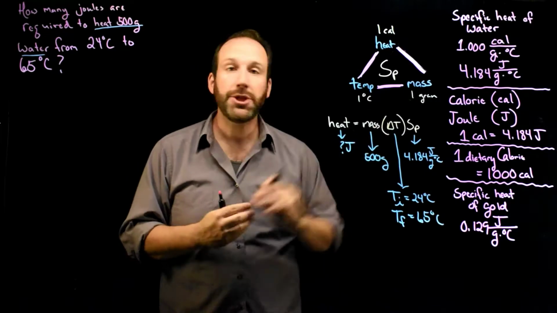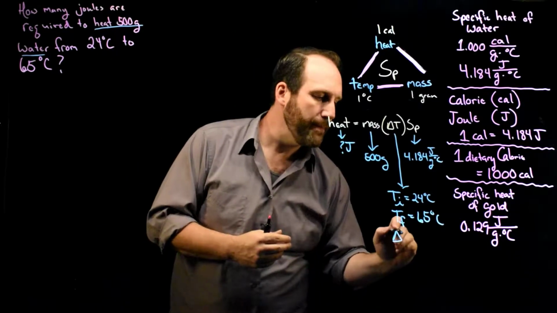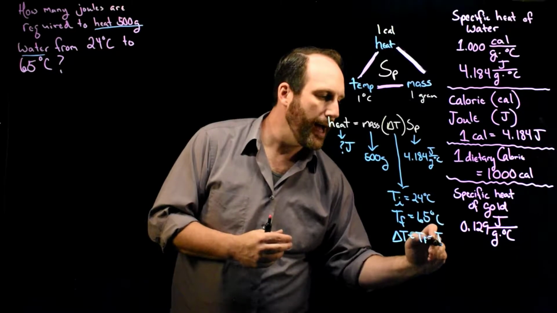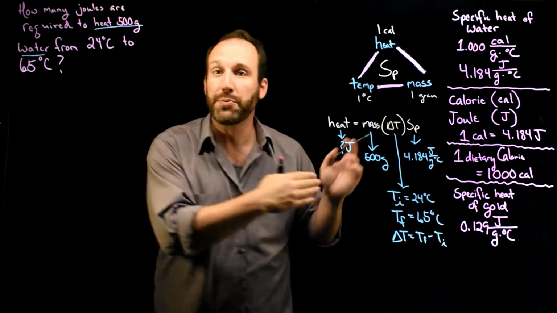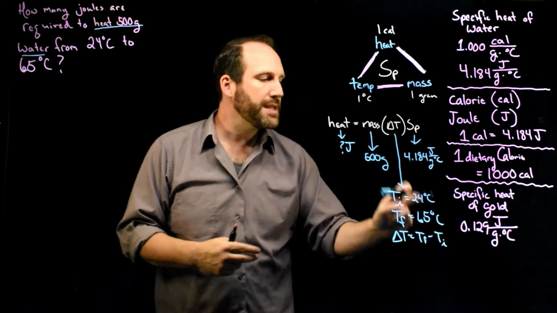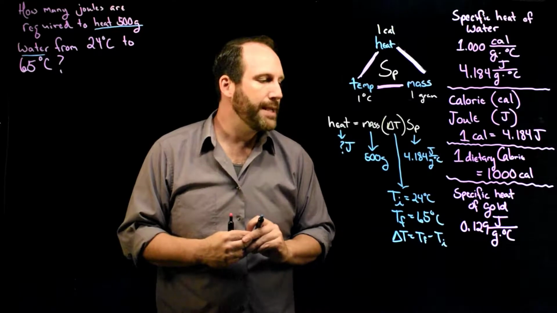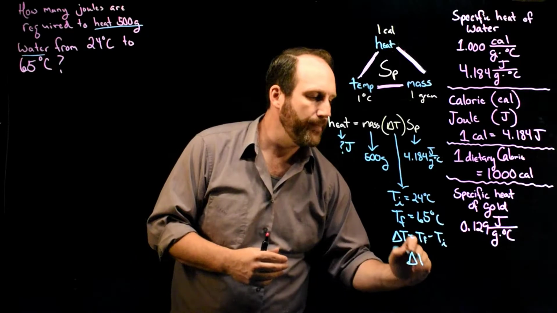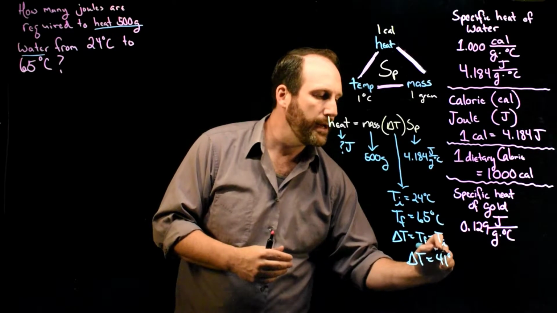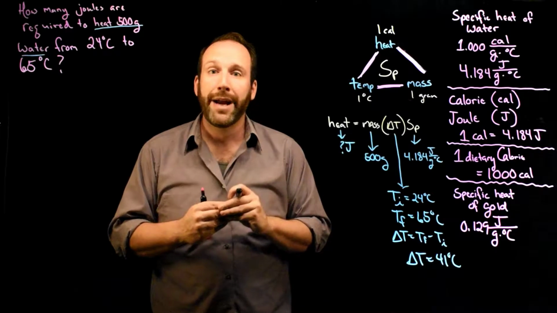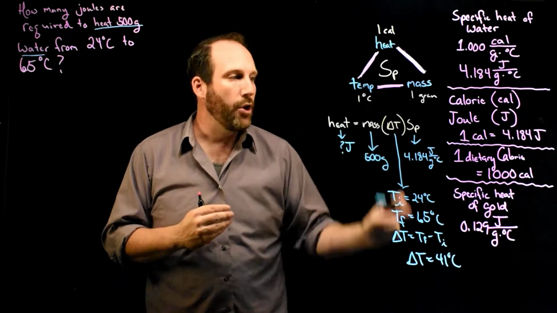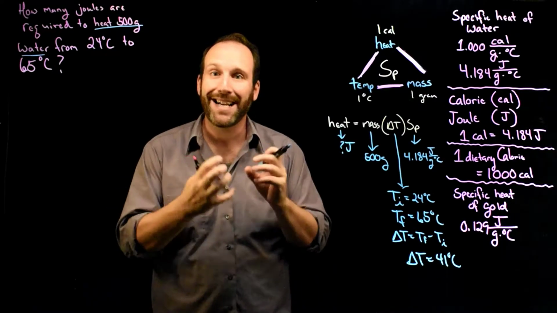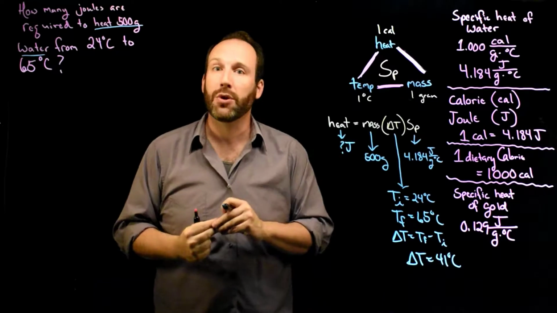So what's my change in temperature? Change in temperature is going to equal TF minus TI, right? Where I'm going minus where I started, okay? So 65 minus 24, right, is going to be 41 degrees Celsius. So delta T is equal to 41 degrees Celsius. Okay, so now I know my mass, I know my change in temperature, and I know my specific heat. So by knowing those three things, I can calculate how many joules would be required, right?